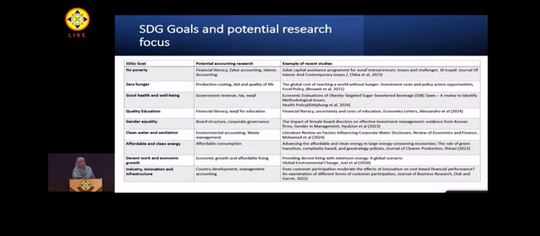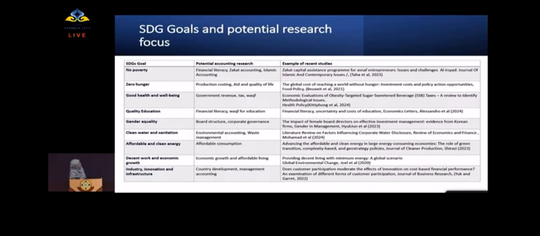Okay, so we have no poverty. No poverty is actually my area of research. If you look into my CV right now, I have focused on SDG and zakat accounting. If you relate back to this morning's session, where you focus on small and medium enterprises, we can go for no poverty, where you take asnaf and zakat and bring them together. How focusing on asnaf zakat research can assist you in poverty eradication.